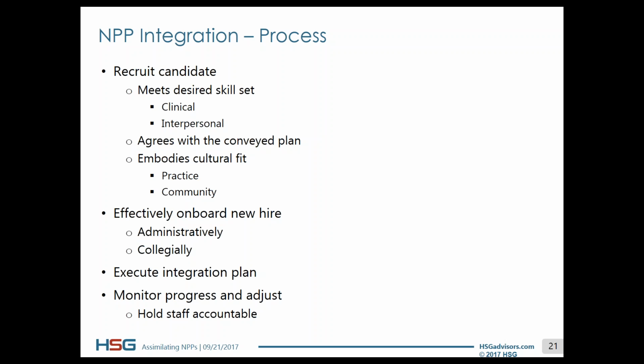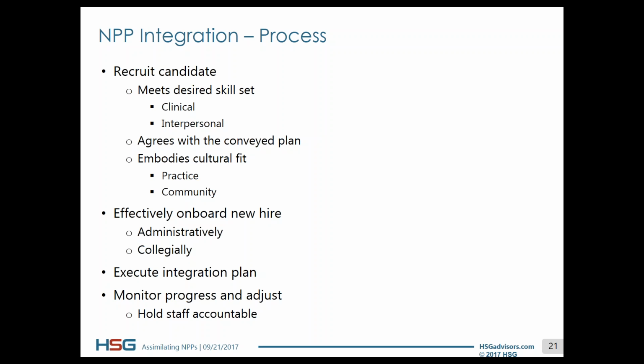Recruiting the candidate, clearly you have to have a desired skill set, both on the clinical and interpersonal sides. Find an individual that agrees with the conveyed plan and that would embody a cultural fit both in the practice and in the community. Once an ideal candidate is recruited, it's imperative to effectively onboard the new hire, both on the administrative side with third-party payer credentialing, medical staff credentialing, and office-based logistics, and also collegially to ensure that the individual feels welcomed into the practice and welcomed into the community. Both of these start shortly after getting a signed contract.